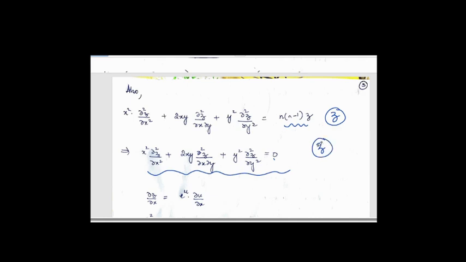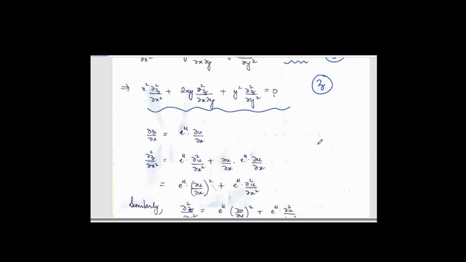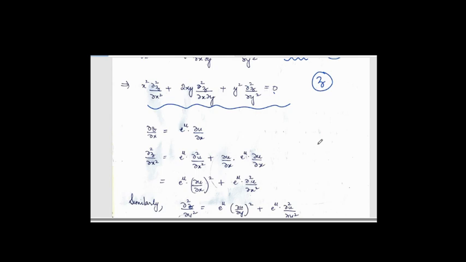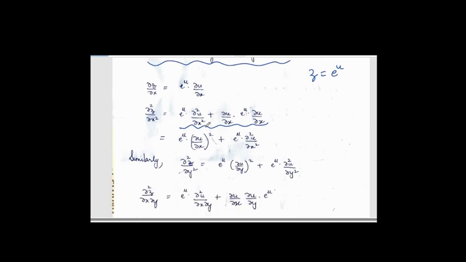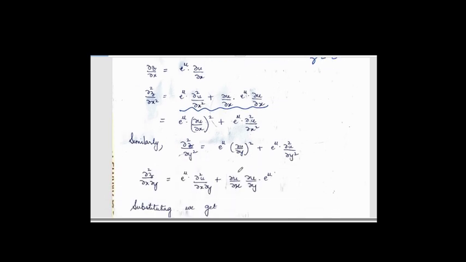But the desired result is related to u. So now you just have to relate the derivatives. Since z is e to the power u, what will be del z by del x? It's e to the power u del u by del x. So del 2z by del x square, you just do one more partial differentiation by applying the product rule because these are functions of x. And similarly you have del 2z by del y square. So this is what you get.